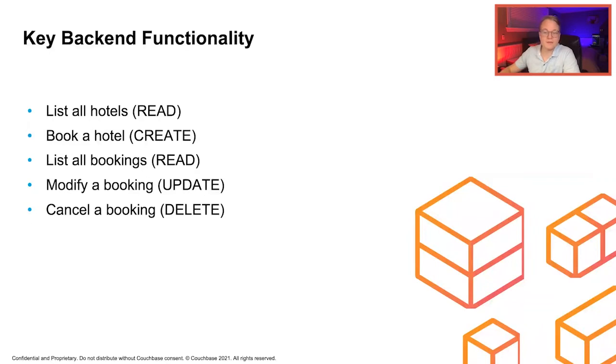We want to be able to modify a booking in case a user might need to change the dates of their stay. And finally, we'd also like to be able to cancel a booking. These functionalities encompass create, read, update, and delete operations, all of which are a breeze when using Couchbase and GraphQL. Now, before we go any further, I'll also mention that we've left off individual user sign-on just for simplicity.